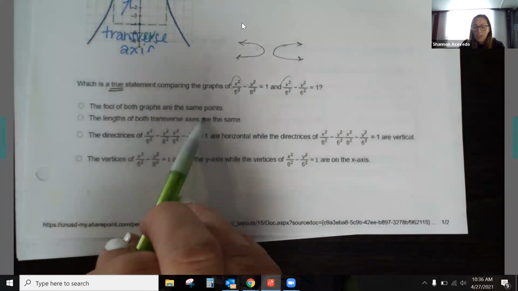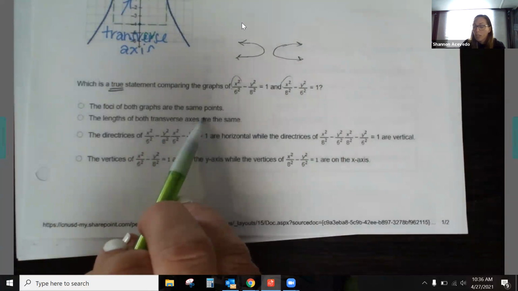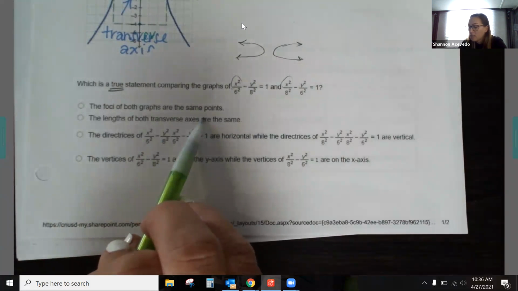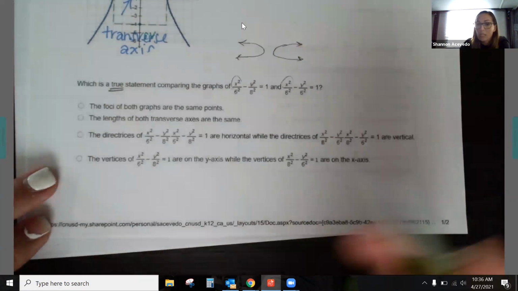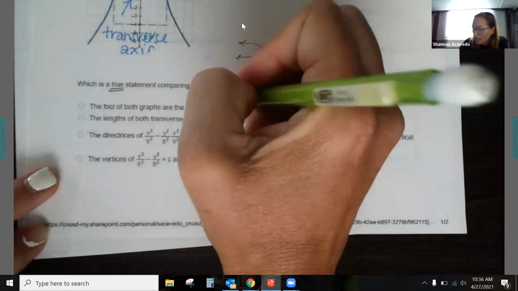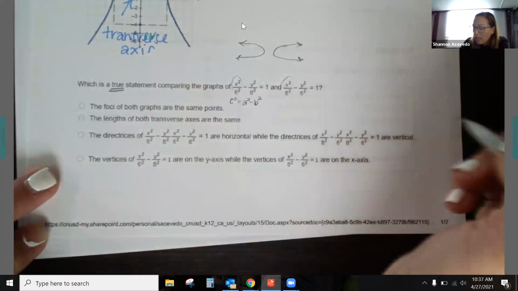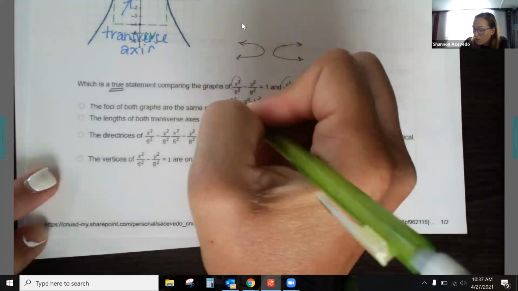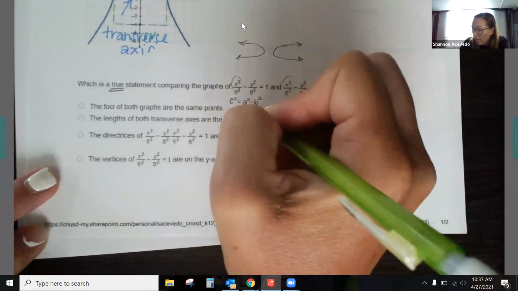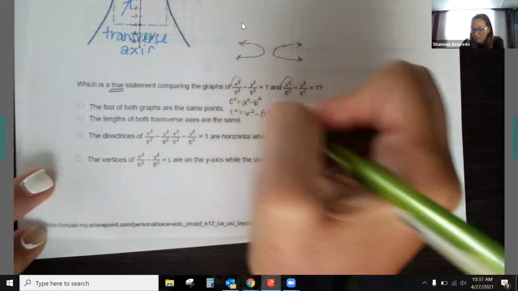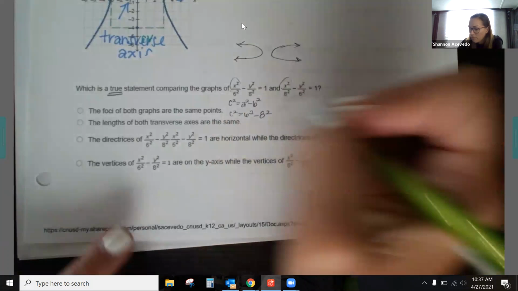So when I look at this, it says the foci of both graphs are on the same point. So in order to figure out what that focus is, I want to see what my c value is. Remember, c squared is equal to a squared plus b squared. So when I plug it in, c squared is equal to 6 squared plus 8 squared.